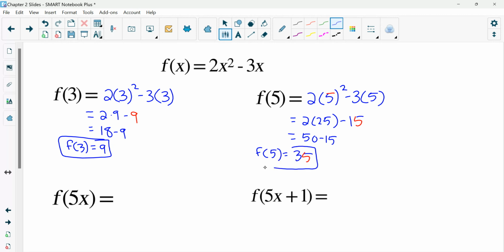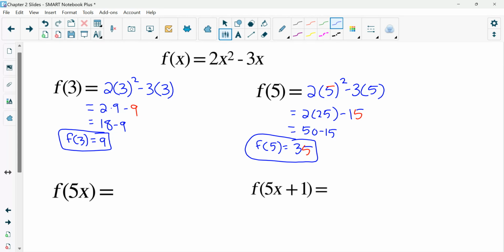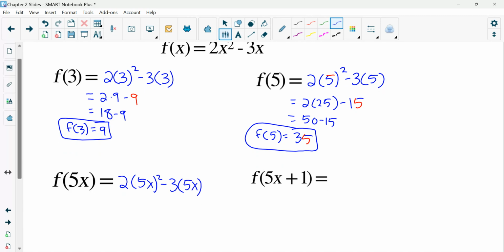Now we can also plug in variables as our input, so now if I put 5x in instead of just a number, I can do that. So I'm replacing all the x's with 5x, so it'd be 2 times 5x quantity squared minus 3 times 5x, like that. Now our answer isn't going to be a regular number like it was for the first two. Our answer will have an x in it.